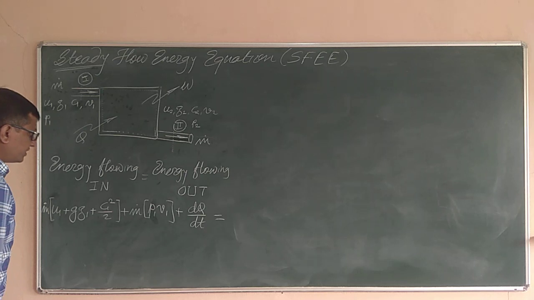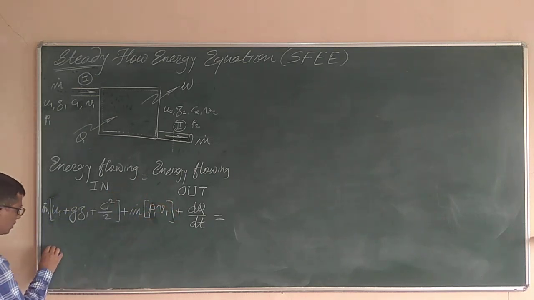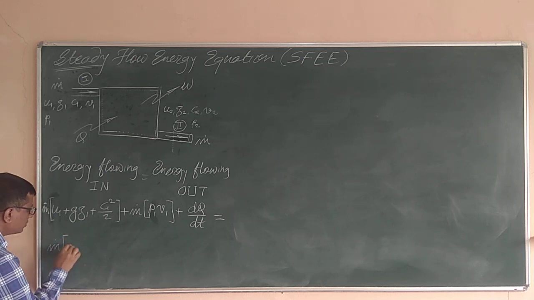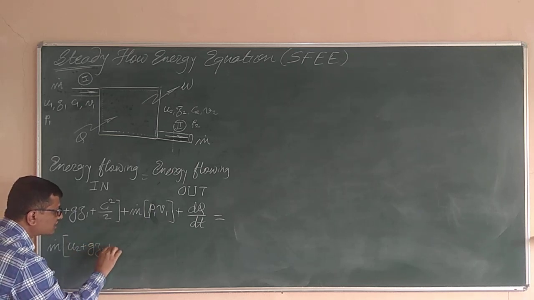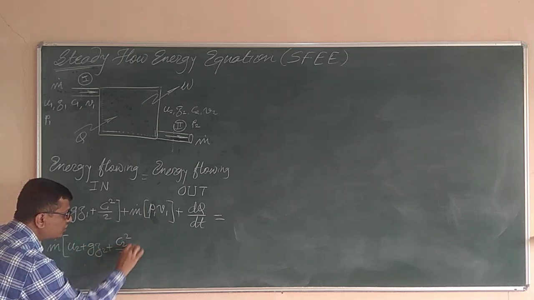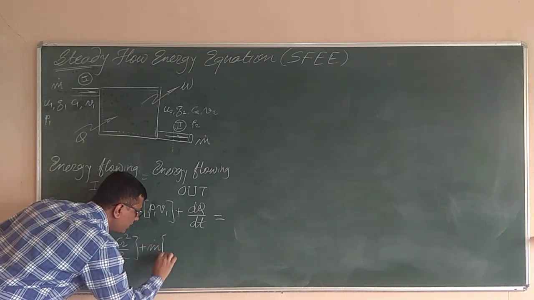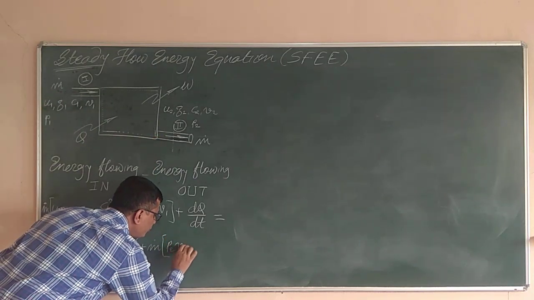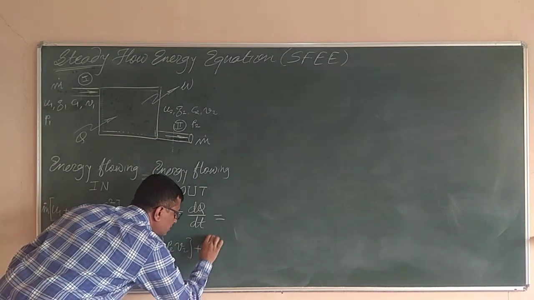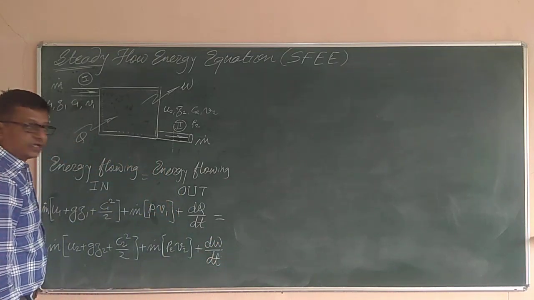What will be the right hand side? The right hand side will have similar terms over there, and that will be equal to m dot into the internal energy across section 2, which will be u2, plus g z2, plus C2 square by 2, plus, this is the mass flow rate going out, into the flow work across section 2, which will be P2 V2, plus the work transfer dW by dt, right?